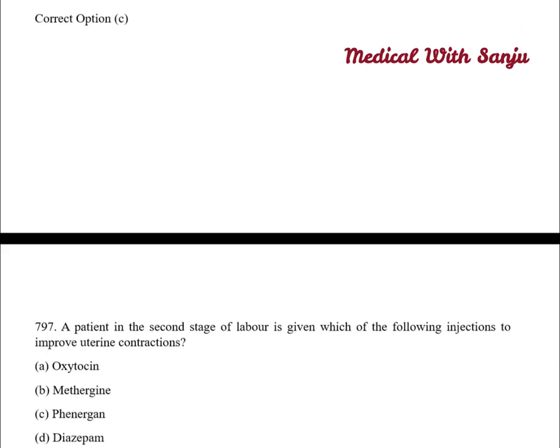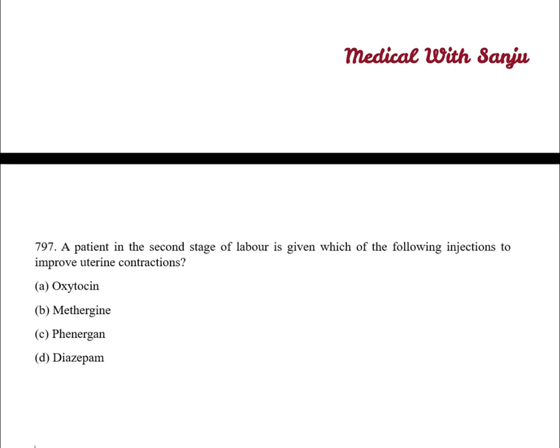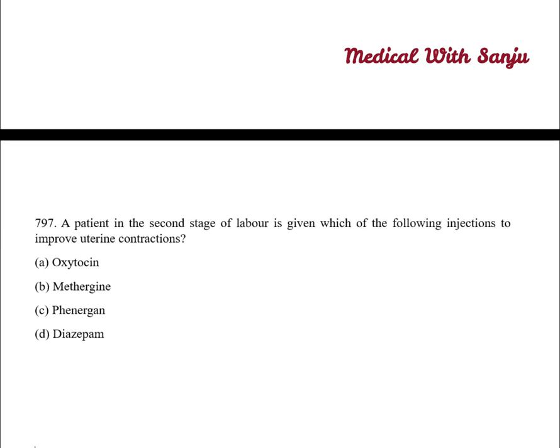Question number 797. A patient in the second stage of labor is given which of the following injection to improve uterine contraction? Option A, oxytocin. Option B, metharzine. Option C, fenregan. And option D, diazepam. To improve the uterine contraction, should be give oxytocin. Option A is right answer.